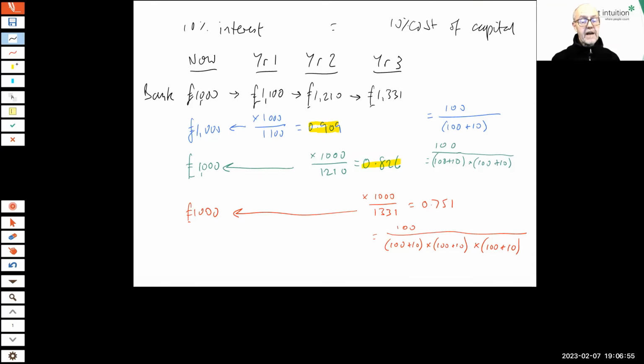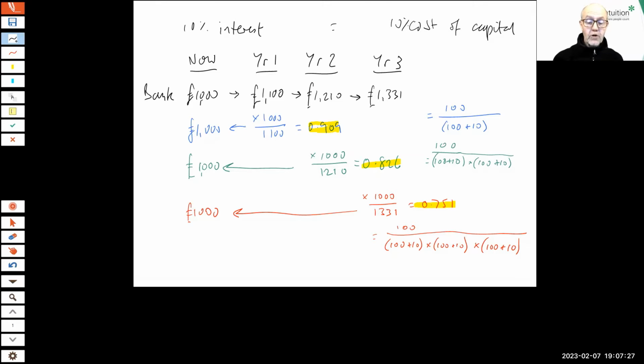And the same again if we do year 3. By year 3, our 1,000 has grown to 1,331. If we multiply 1,331 by 1,000 and divide by 1,331, that takes us back to our 1,000. And sure enough, 1,000 over 1,331 gives us a decimal of 0.751. So now you know where those discount factors that you are given in the exercises come from.